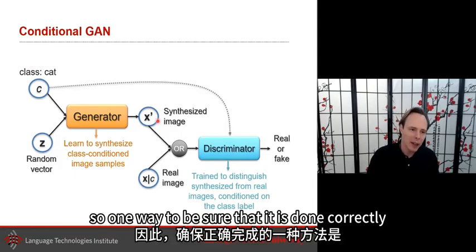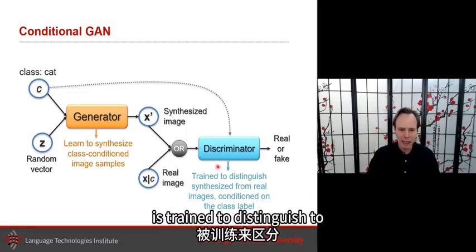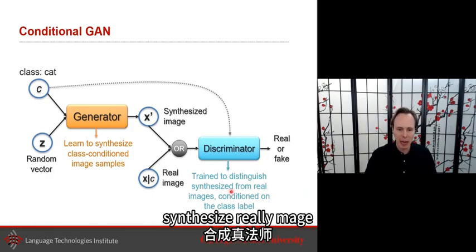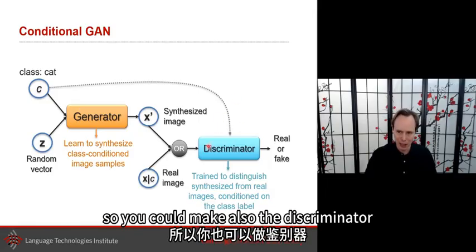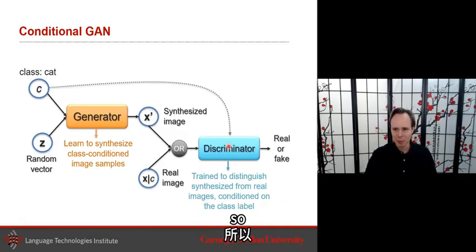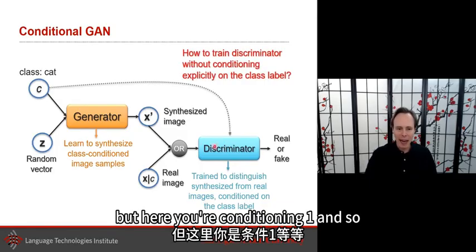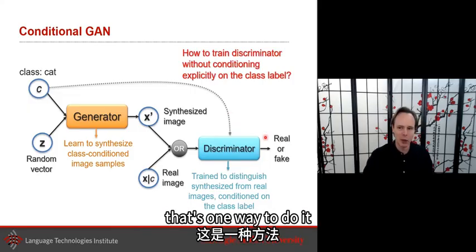So one way to be sure that it is done correctly is to train to distinguish and synthesize real images, conditioned on the image class also. So you could make the discriminator conditioned as well. But here you're conditioning one, and so that's one way to do it.